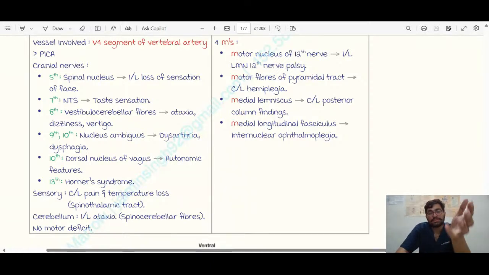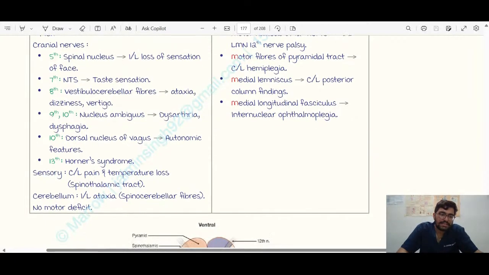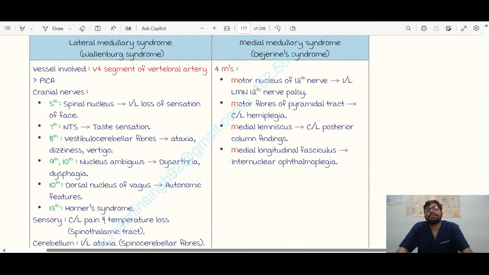You can learn the details of Horner syndrome in ophthalmology. Sensory: contralateral pain and temperature loss, spinothalamic tract will be affected. Cerebellum: ipsilateral ataxia, spinocerebellar fibres, no motor deficit. So, medial medullary syndrome, Dejerine syndrome. Here 4 M's, a trick to remember. Motor nucleus of the 12th nerve: ipsilateral lower motor neuron 12th nerve palsy. Motor fibre of pyramidal tract: contralateral hemiplegia. Medial lemniscus: contralateral posterior column findings. Medial longitudinal fasciculus: internuclear ophthalmoplegia.